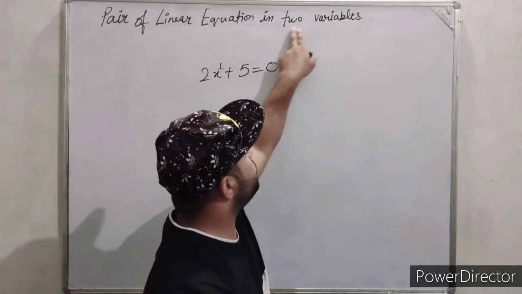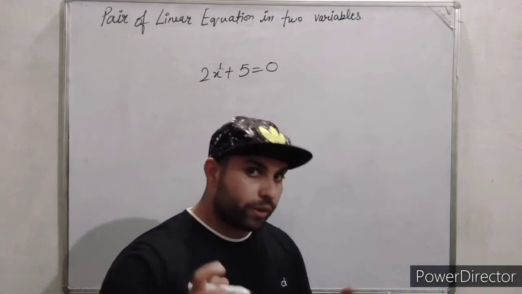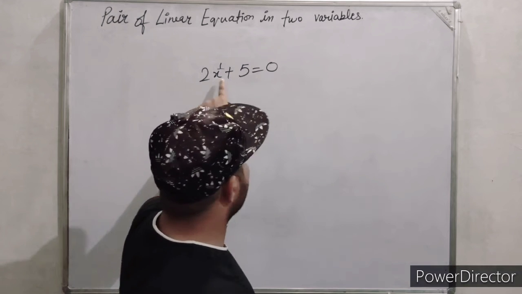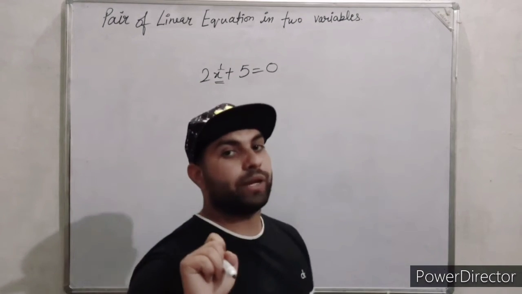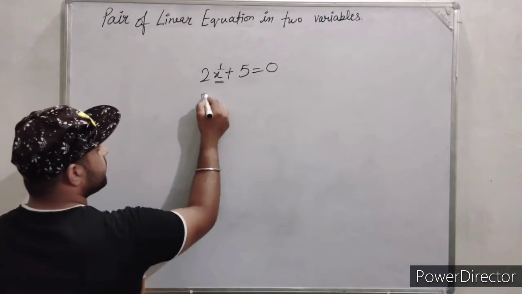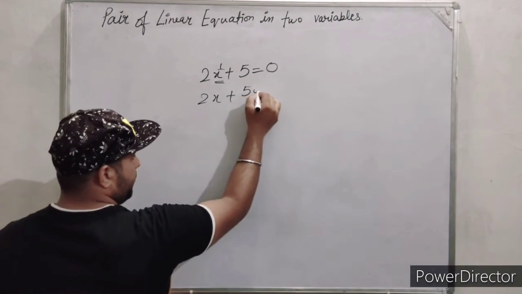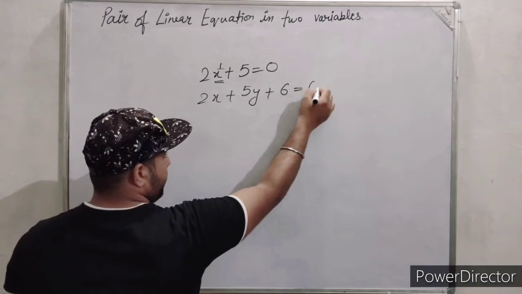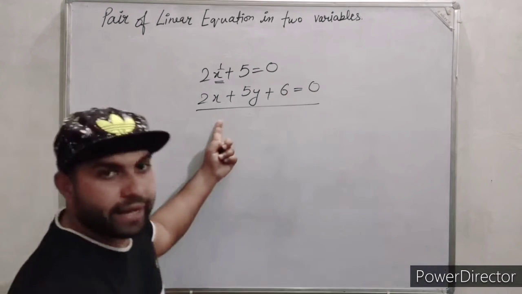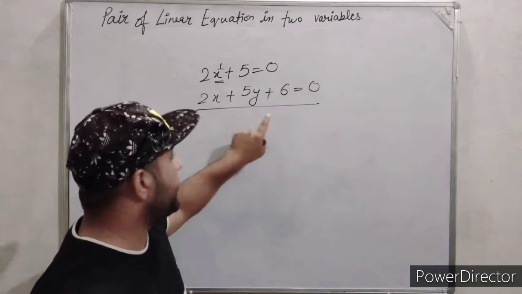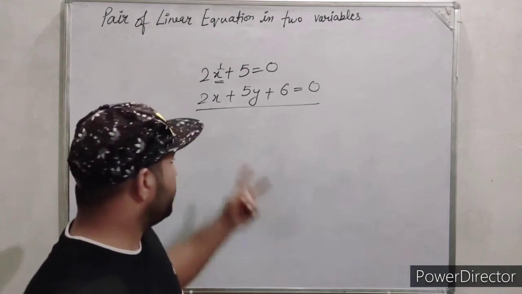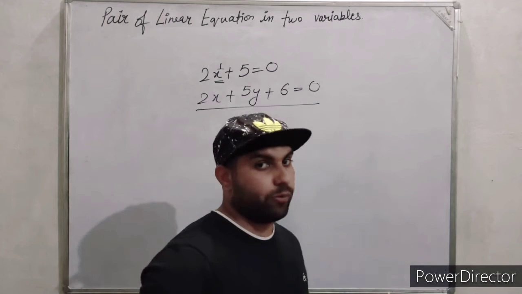Now, two variables. The number of variables should be 2. In this equation, we have only one variable. Let's take another example. In this equation, we have two variables. First is x and second is y. Two variables in this equation.